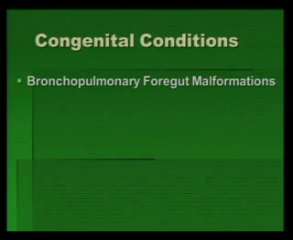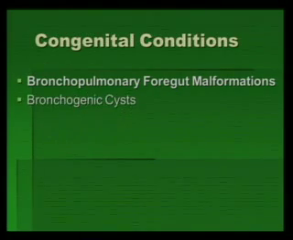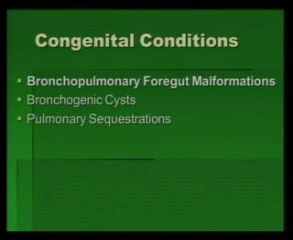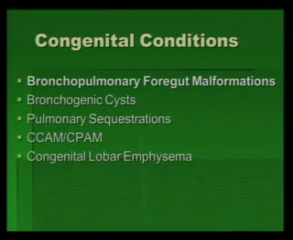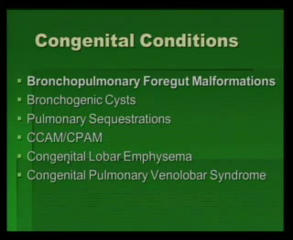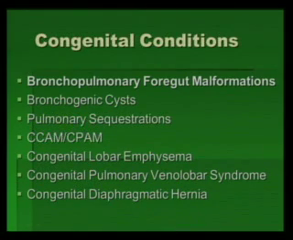Congenital conditions that you will see, the big ones, are now under the heading of bronchopulmonary foregut malformations. This includes your bronchogenic cysts, your pulmonary sequestrations, your congenital pulmonary airway malformations, your CPAM, which used to be called CCAM, congenital cystic adenomatoid malformations. Now we call it congenital pulmonary airway malformations. Your congenital lobar emphysema, your congenital pulmonary venolobar syndrome with your scimitar syndrome, and your congenital diaphragmatic hernias. They're all under bronchopulmonary foregut malformations. They can be associated with each other. If you have one, you might have the other.